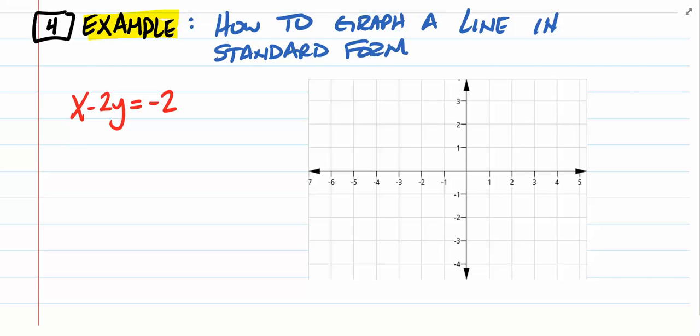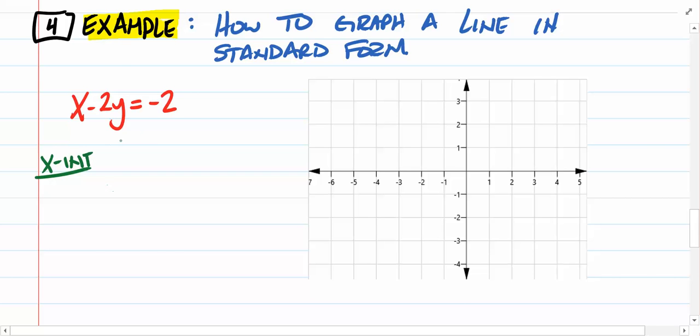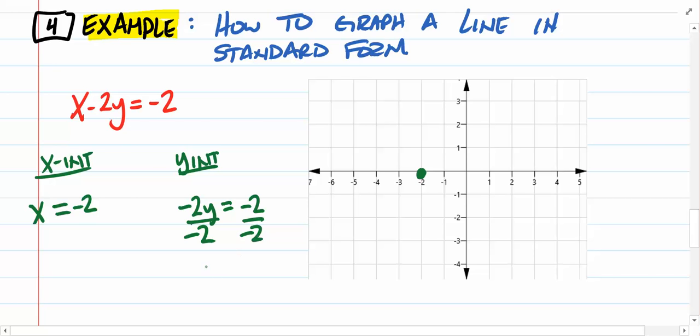Okay, box number 4 is an example. It says how to graph. So to graph the line here, first we're going to find the x-intercept. To get the x-intercept, we set y equal to 0. So we would get x is equal to negative 2. So on the x-axis, we go over to negative 2, and we put our point there. To find the y-intercept, we set x equal to 0, and we would get negative 2y is equal to negative 2. And we would divide by negative 2 on both sides to get y by itself, and I get y as a value of 1. So on the y-axis, I would go up to a value of 1.